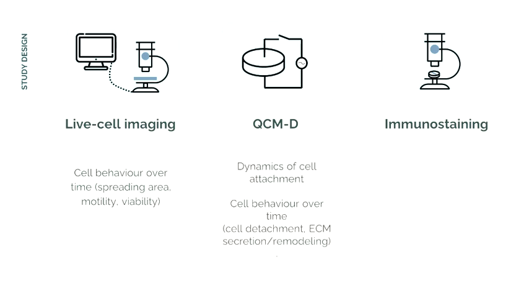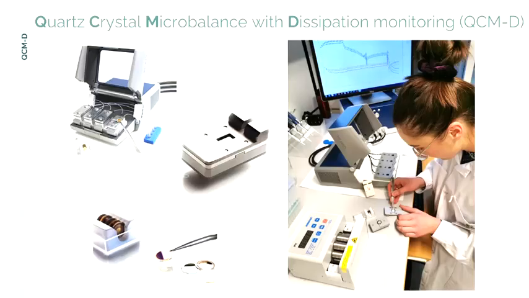Then we employed the crystal quartz microbalance with dissipation monitoring method, and we can use this method to monitor the dynamics of cell attachment, how the cells behave on the surface over time. And at the end, we wanted to also take a look at cell morphology, how they spread on the surface and how strongly they are attached to the surface. So first, I would like to explain what quartz crystal microbalance with dissipation monitoring, or QCMD, is.